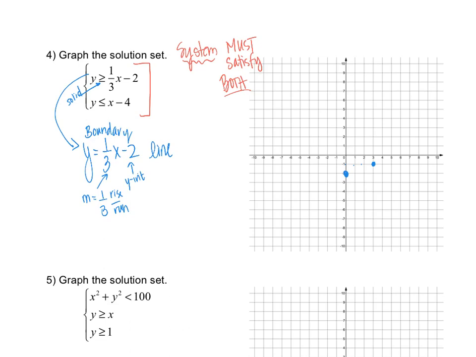If you want it to be really straight, you can keep using that slope. Up 1 over 3, up 1 over 3, down 1, left 3. And we connect those guys together. Again, it's solid because it said equal to. Now this is splitting the plane into 2 sections. There's the section up above or the section below. So I got to figure out which side to shade. And again, we can do it by a test point. So test point, oops, let's undo that.